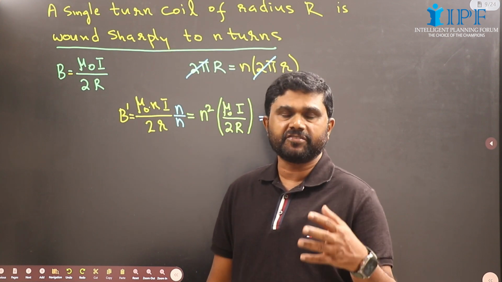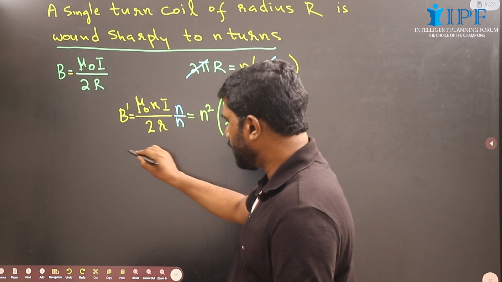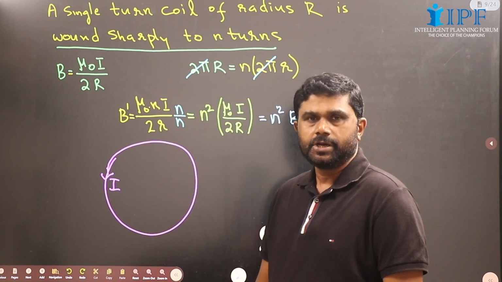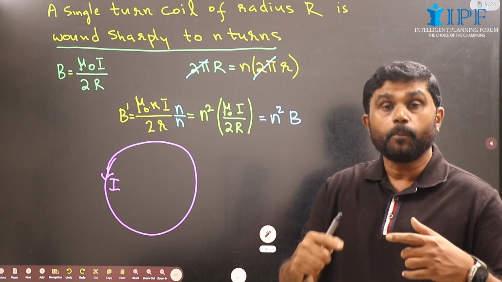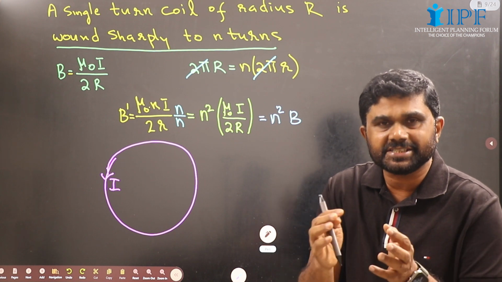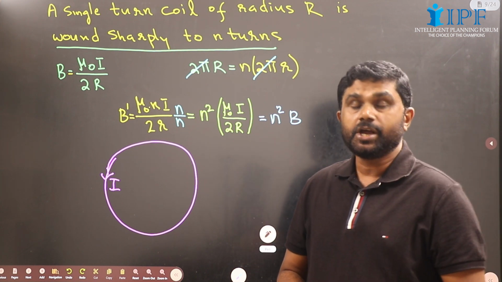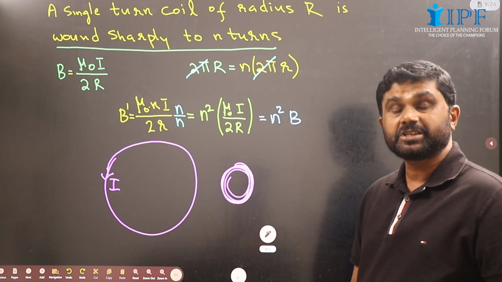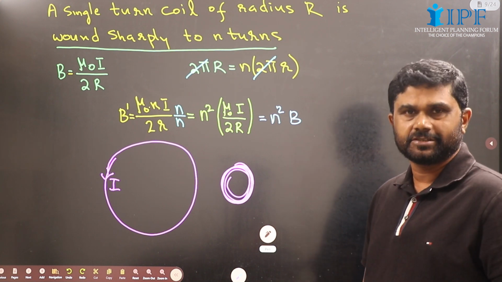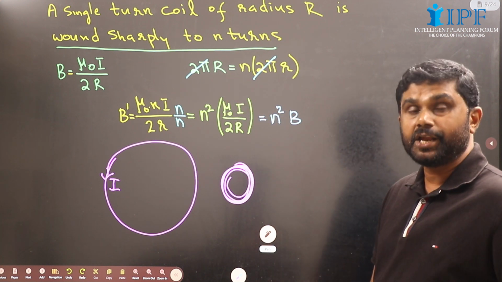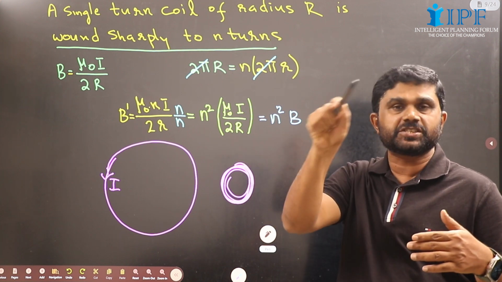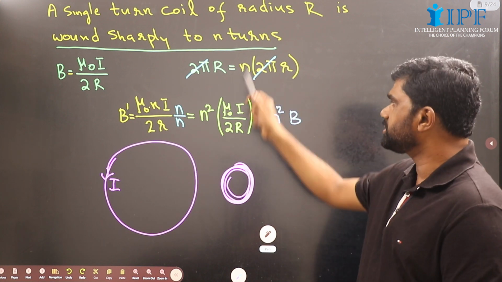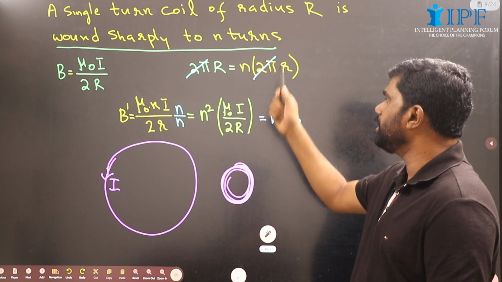Now suppose we have a single turn of radius capital R carrying a current capital I like this. Now this wire is wound more sharply so that the radius is reduced and the number of turns is increased. Now it is wound into n turns of smaller radius like this. But the total length of the wire will remain constant. Originally it is 2πR, and now each turn is of length 2πr and such n turns are there, so the total length will be n into 2πr. The 2π on both sides can be cancelled, so capital R will be n into small r.